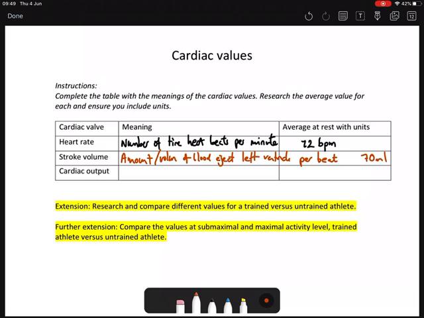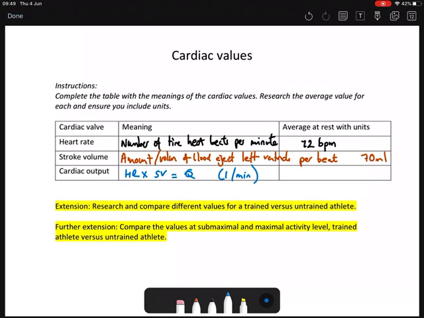Cardiac output is something that summarizes both of them. So cardiac output equals heart rate multiplied by stroke volume, equals Q. And this is done in litres per minute. So it should be much higher.